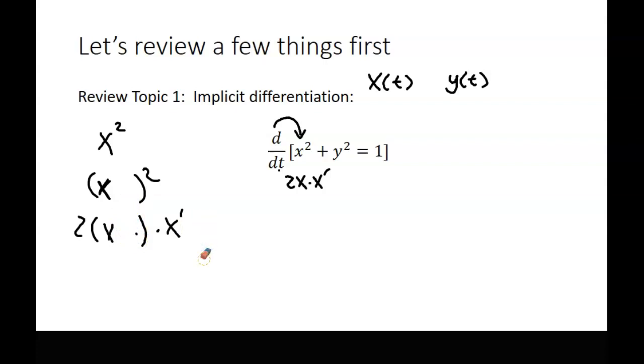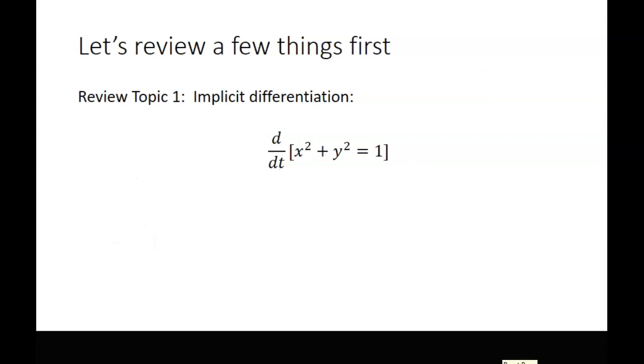2x, x prime. So whenever you're taking the derivative of a variable that is a function of another variable with respect to that one, then it's a chain rule. So you get a prime factor on there. Okay. Now the short way I said it earlier is that basically when these don't match, you get a prime. Okay. So here's another one. So if y is also a function of t, then you get 2y, y prime. Okay. So, but that's implicit differentiation. So, any questions about that? No? Okay, so that's one review topic. We're going to be using that today.